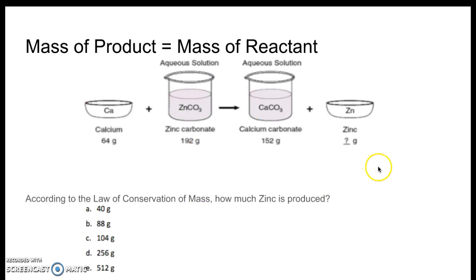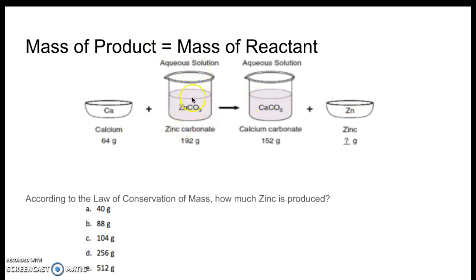Okay, so taking a look at this problem, if you want to pause the video and try it out on your own, you can for extra practice, and when you press play again, we'll go through this problem together. All right, in this case, they gave us the mass of both of our reactants. It's just the product that we're missing one of the masses for. So we're asked, according to the law of conservation of mass, how much zinc is produced. All right, let's see if we can figure that out.